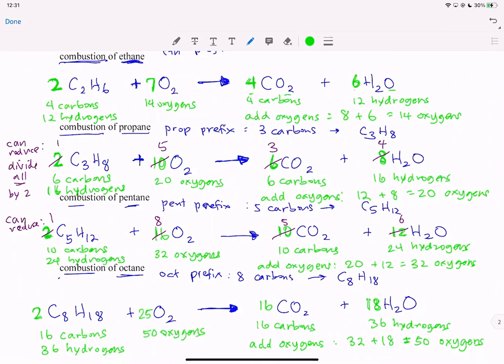So these coefficients, I cannot divide by 2. And so this stays at 2, 25, 16, and 18.